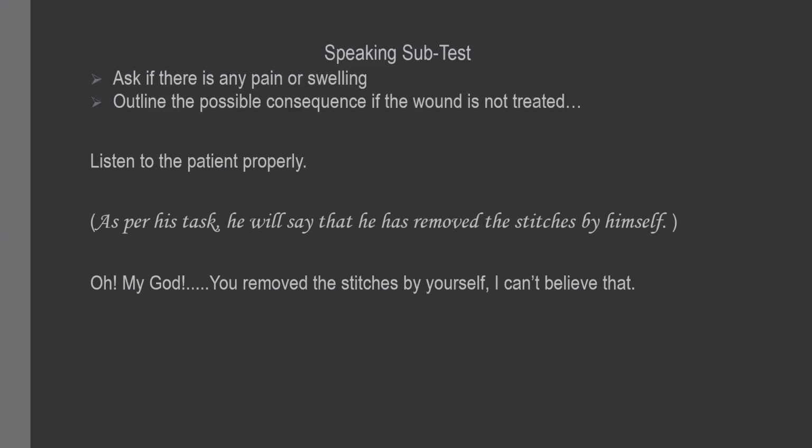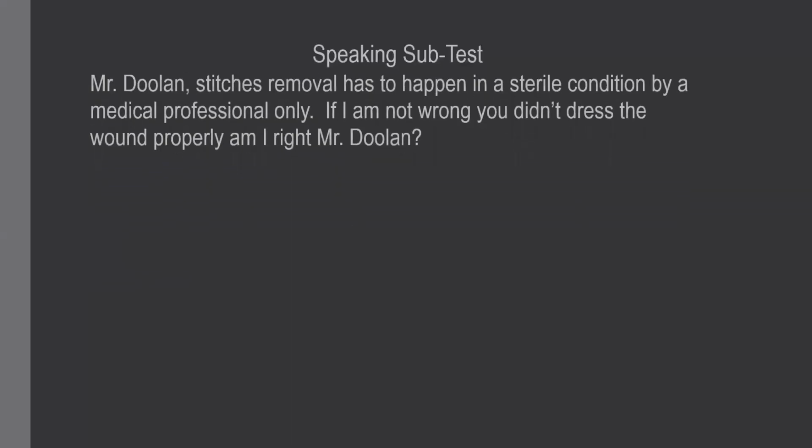And you said that you can't believe that one. It should not have to happen. That means that, right? So you have to explain the reason for that one, right? So that's the reason. The reason is here, Mr. Doolan, stitches removal has to happen in a sterile condition by a medical professional only. If I'm not wrong, you didn't dress the wound properly. Am I right, Mr. Doolan?